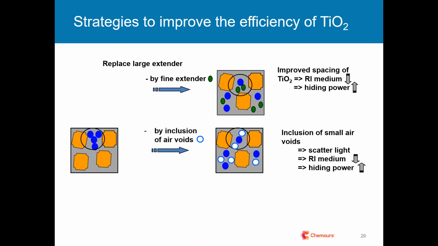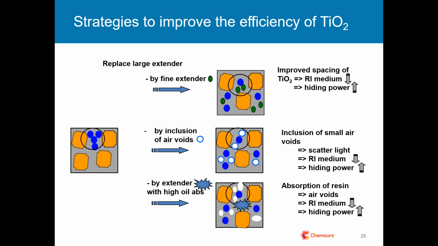The other trick is to include air voids, like we did with the HSOP. And there is a third trick. We can add extenders with a very high oil absorption. And these extenders, they will absorb resin, lowering the critical PVC, therefore introducing more air pores.